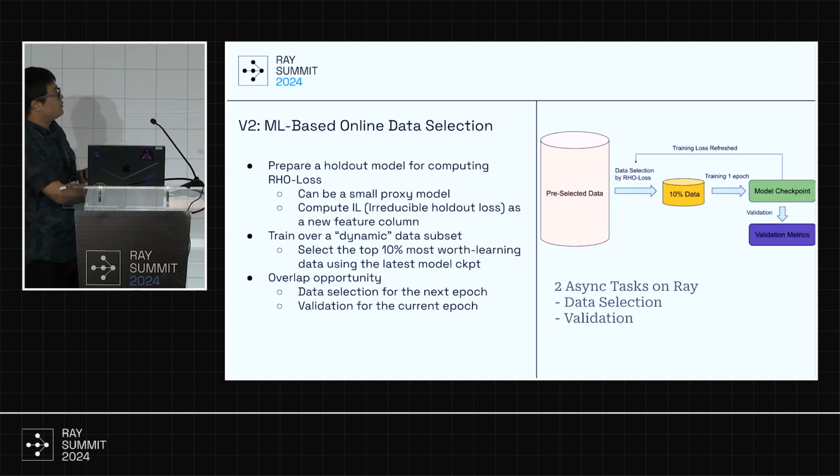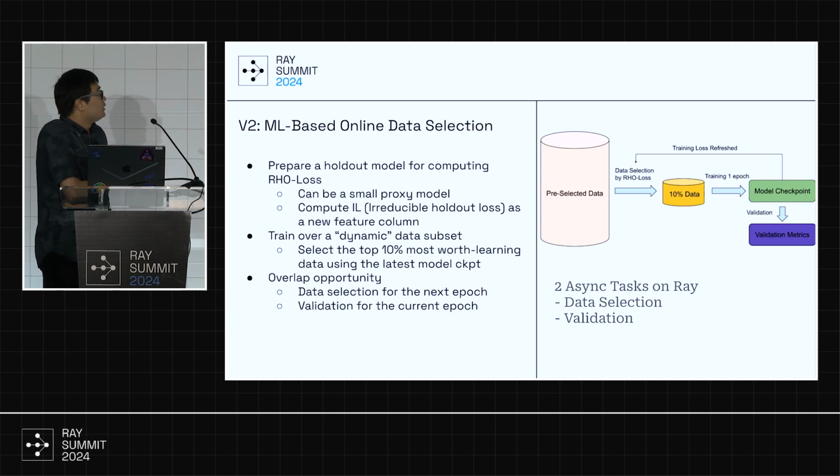So this is our second version. How are we going to do that? First, we prepare a holdout model for computing this metric, basically the delta here. This is more like a frozen model, so it's a small proxy model. Then we use this one to compute what we call holdout loss, as a new feature column. We store them in our input data, and we can do that.